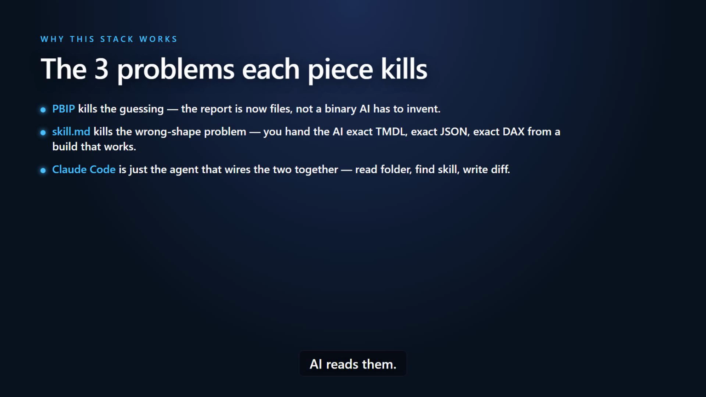AI reads them. Skill.md kills the wrong shape problem. You hand the AI the exact JSON, the exact TMDL, the exact DAX, pulled from a build you already know works. Claude Code is just the agent that wires the two together. It reads your folder, finds the relevant skill, applies the templates, writes the diff. Whoever set up your repo, this works the same way.